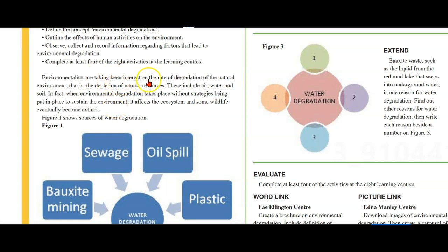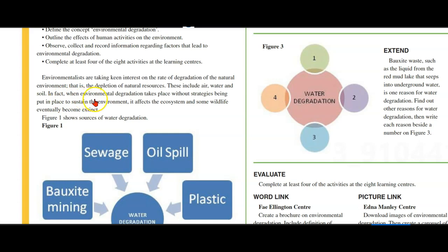Environmentalists are taking keen interest in the rate of degradation of the natural environment. That is, the depletion of natural resources. These include air, water, and soil. Now, depletion is the removal of good things from the environment, okay? While the term pollution means that we are adding bad things to it. Let's go back. So, we're looking at ways in which humans affect air, water, and soil.